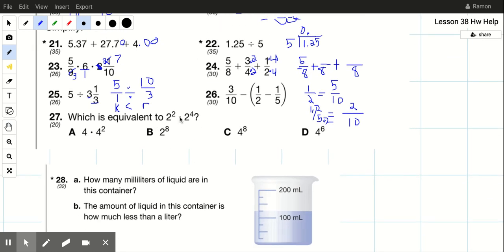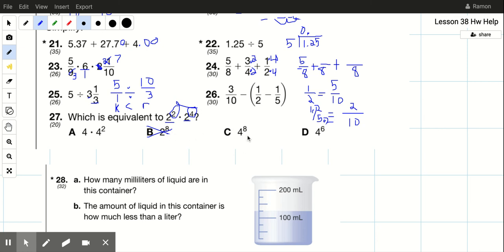Which of these is equivalent to 2 to the power of 2 times 2 to the power of 4? Well, this is a little tricky now, isn't it? But, as a reminder, if they have the same base, we can just add the exponents. Okay? So it would actually be 2 to the power of 6. And using the process of elimination, I know it's not going to be 2 to the power of 8, right? Because same base but different exponents that we ended up with.